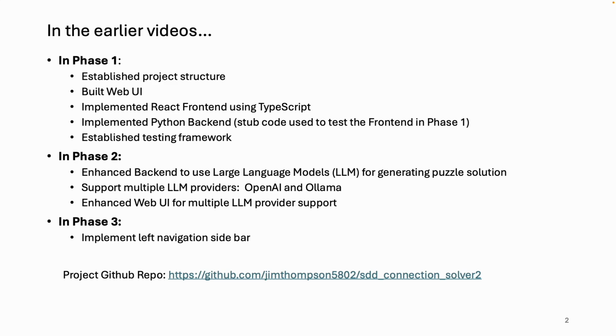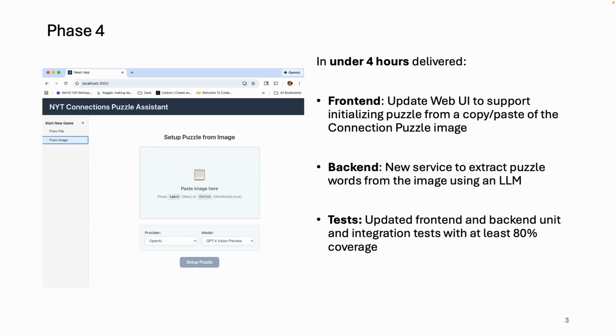In Phase 2, the backend was enhanced to actually use large language models to generate puzzle solutions. The system was designed to support multiple LLM providers, specifically OpenAI and Ollama, and the web UI was updated to let users switch between them. Then in Phase 3, I improved the usability of the application by adding a left-hand navigation sidebar, making it easier to expand functionality over time.